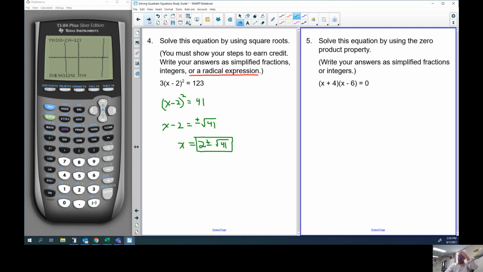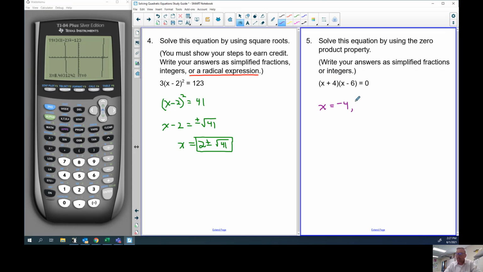Solve this equation by using the zero product property. Okay, zero product property states that if the product of 2 factors is 0, then one of those factors has to be 0. So either x plus 4 is 0 or x minus 6 is 0. If x plus 4 is 0, it's because x is negative 4. Negative 4 plus 4 is 0.